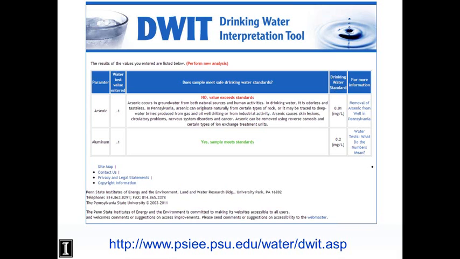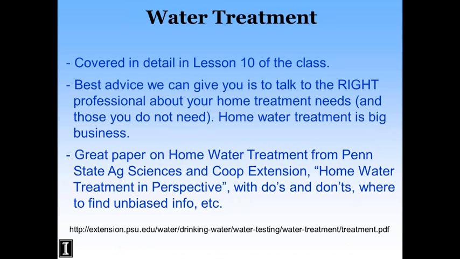Again, this is a Pennsylvania website, and so it says in Pennsylvania arsenic can originate naturally. It gives you an example of what's going on, and you can click for more information to get arsenic information. And aluminum, it was 0.1 and the standard's 0.2, so that was fine. So it's just a really good tool to use.